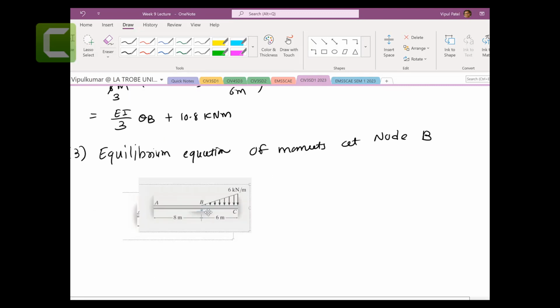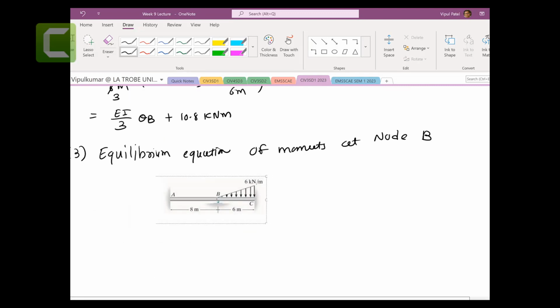So we need to make sure that the sum of the moments at this particular point is zero, because you can see you have MAB and you have MBA. You have MBC and you have MCB, right? So at this particular joint, B, the sum of the moments at B should be equal to 0. So MBA plus MBC equal to 0.